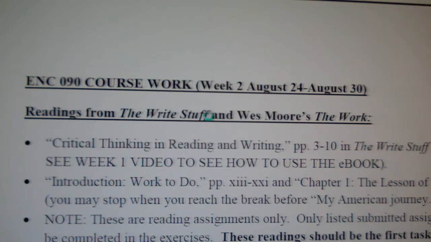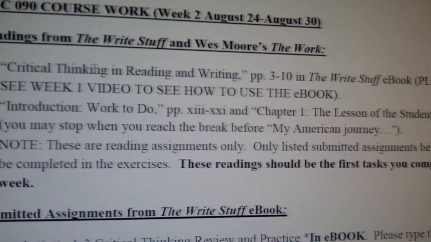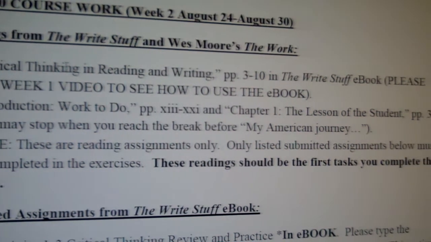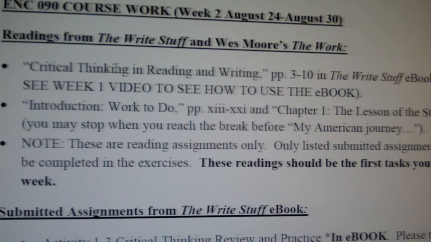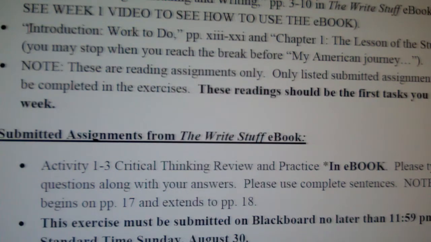So this is what you will be expected to do in week 2. You have readings from both the Right Stuff ebook and Wes Moore's The Work. So let's look at those. In the ebook, you are to read Critical Thinking in Reading and Writing. That's pages 3 through 10. And I've recommended that you see this very video that we're shooting here to see how to use the ebook. I'm going to show you how to do that in just a few moments. The second thing that you need to read is the introduction to The Work, and I've put the page numbers. It's all the Roman numeral pages, along with starting chapter 1, The Lesson of the Student, pages 3 through 6. This is in Wes Moore's The Work, so please note that.